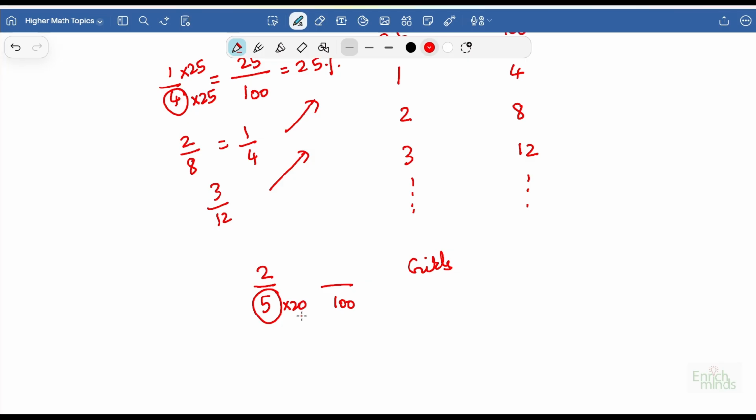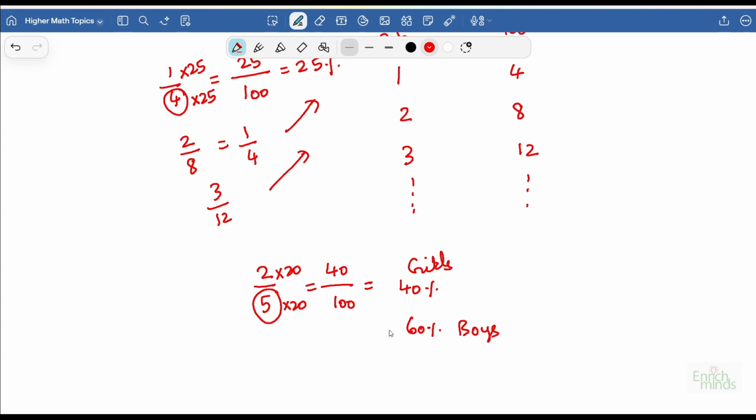So how can I scale up 5 to make it 100? I need to multiply it by 20. So I do the same thing for the numerator to make it 40. So 2/5 is equal to 40 over 100, which is 40%. So 40% of the students in the class are girls when I say 2/5 of the students are girls. And the remaining 60% will be boys.